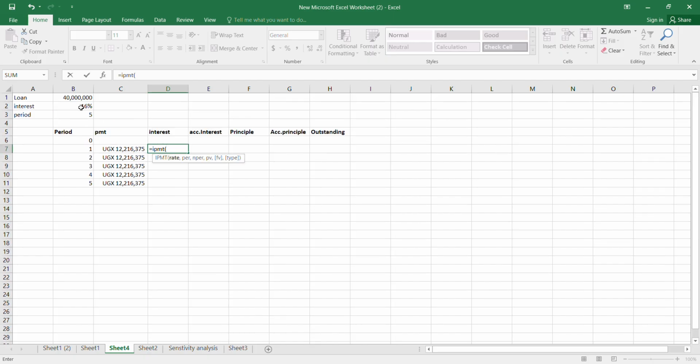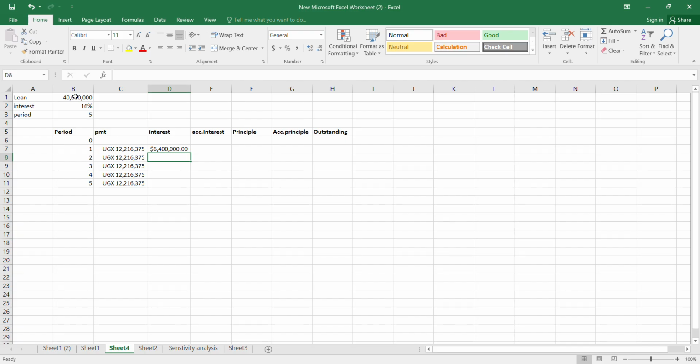We shall take the rate. We fix it. We shall take the PER, which is the payment period. We don't fix this. We shall take the NPER, which is the period for the loan. But for this, we fix it because it doesn't change. And we shall also take the negative payment value. We shall also fix this. Then press enter. We shall autofill.